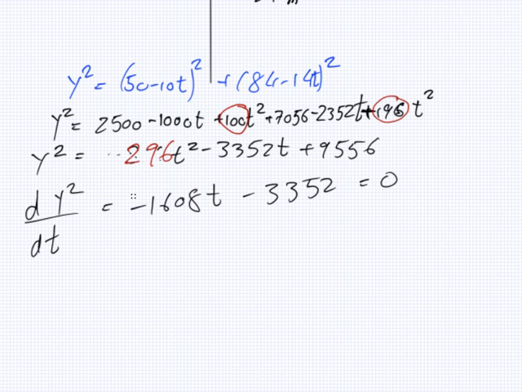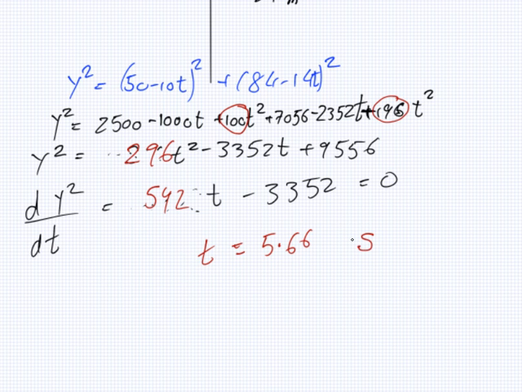So what will the derivative be? 296 times 2. What's that? 592. Okay, so let's get the time here. The time will equal 3352 divided by that. So the time is at 5.66 seconds.